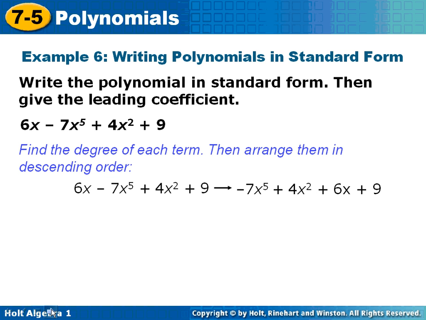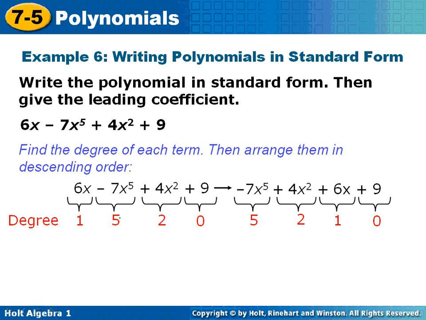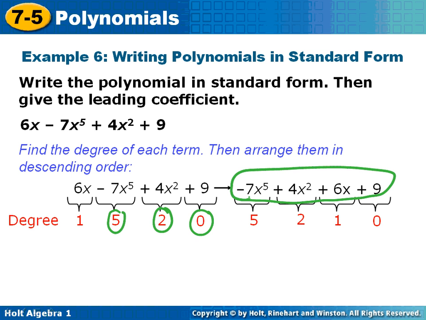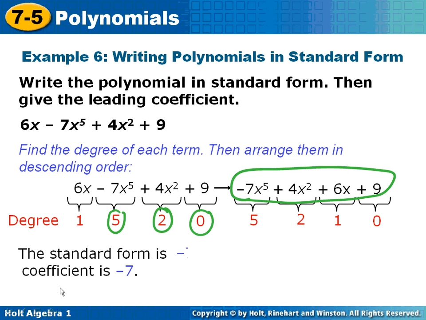So the degree of the 6x is going to be 1. The degree of the 7x to the 5th is 5. The degree of the 4x squared is 2. And the 9 has a degree of 0. Okay, here they are written in standard form. The leading coefficient is going to be the -7 because it is in the front with the highest degree.